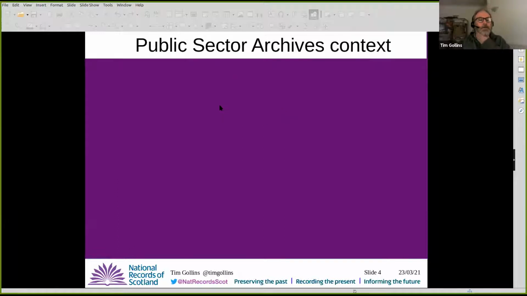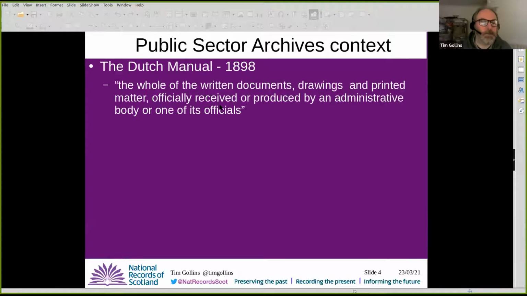So let's have a little look now at the context of public sector archives. People have been citing stuff from the earliest citation so far, I think, was something in about the 1950s. I'm going back to 1898 just because I work in archives and it's old stuff. So the Dutch Manual of Archiving that was published in 1898 talks about what's in an archive. And it talks about the whole of written documents, drawings, printed matter, officially received or produced by an administrative body or one of its officials. Well, that sounds awfully reasonable, doesn't it? A very reasonable set of things to put in a public sector archive.